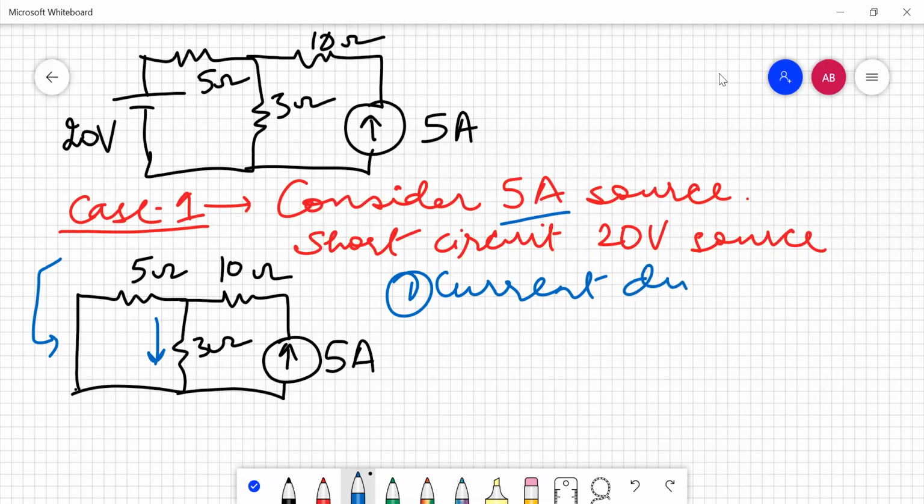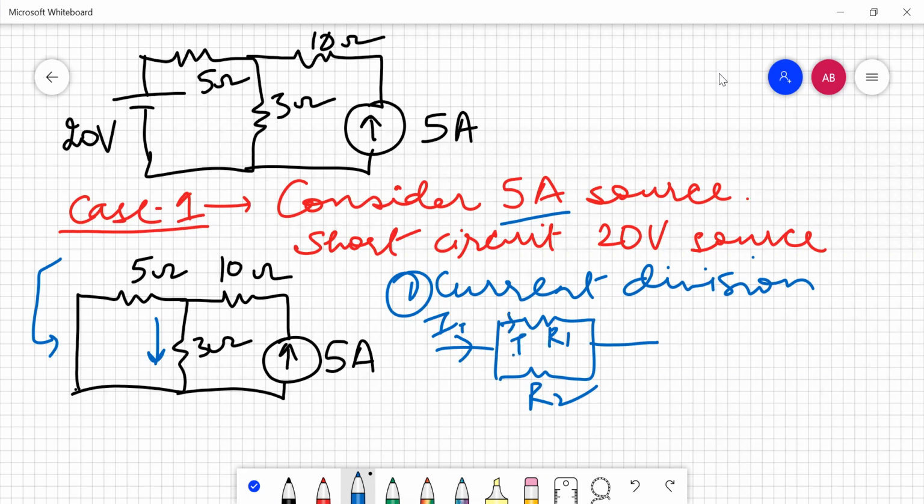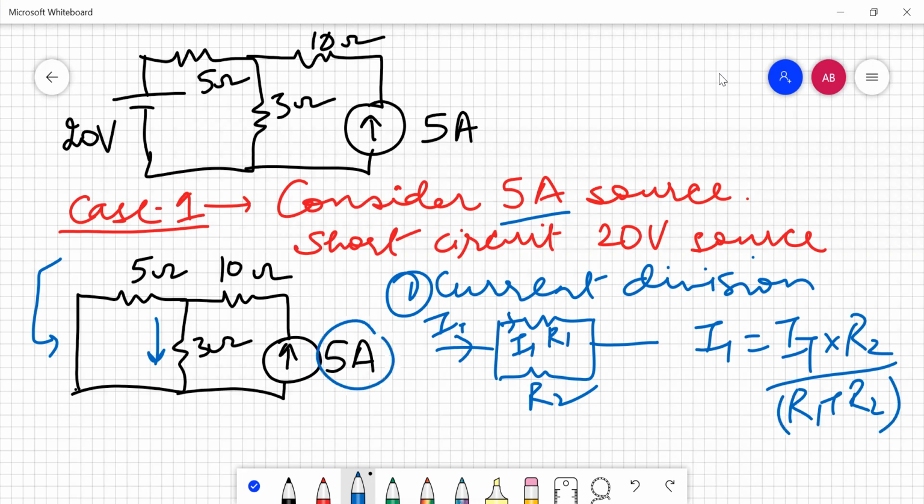So current division rule we are going to just apply here, as we already talked that if the total current IT is passing in two branches R1 and R2, then the value of current, if we want to know I1, will be equal to total current multiplied by opposite branch resistance divided by R1 plus R2. So now this total current is going till here, and then it has got two resistors to get divided to. So that means one is our 5 ohm resistor and second is our 3 ohm resistor. We want to know the current in this 3 ohm.